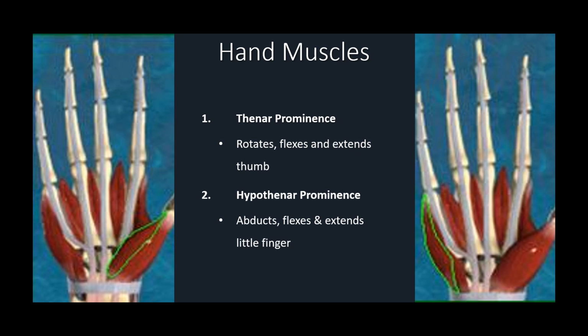So the thenar, especially for a massage therapist, does become very prominent. So that prominence or mound is the thenar, as opposed to the hypothenar, which is a lot smaller. So the hypothenar is on the left hand side, little finger side, the smaller mound, and that's a collection of muscles that form that little mound, that prominence, and that abducts, flexes, and extends the little finger. So we have thenar prominence and hypothenar prominence.